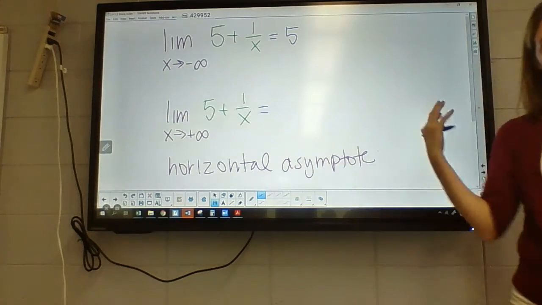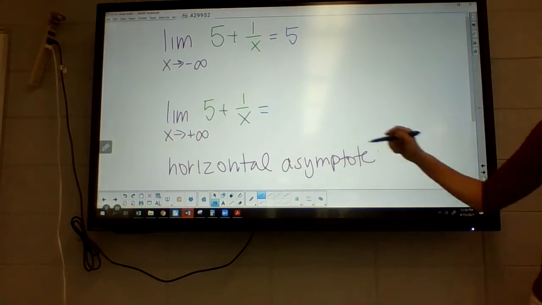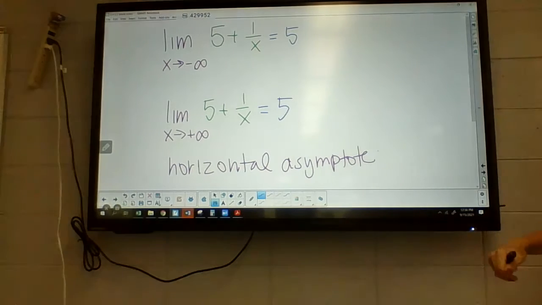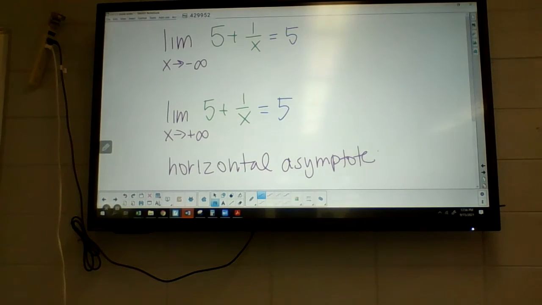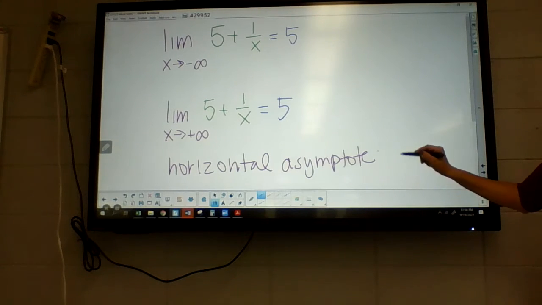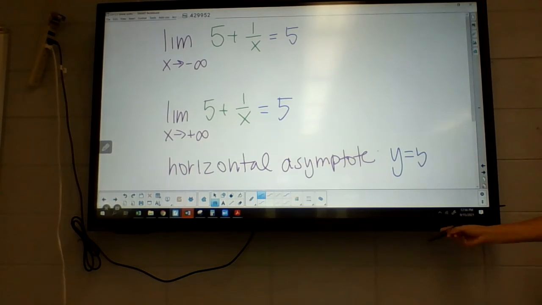How about on the right side of the graph? Also 5. That's our limit. Our graph may never actually reach that, but it gets super close, almost to a point where we don't even understand how small of a difference that is. What would our horizontal asymptote be here? Y equals 5. So flat line at 5.